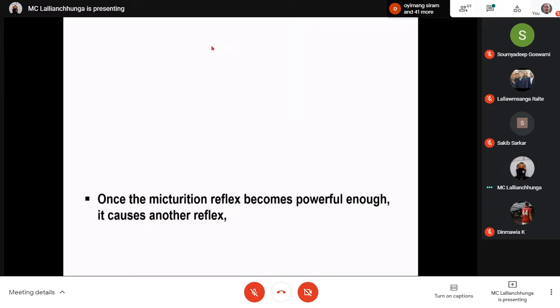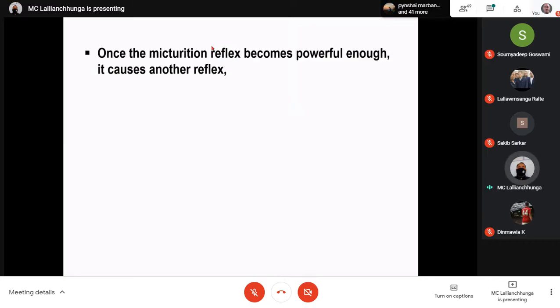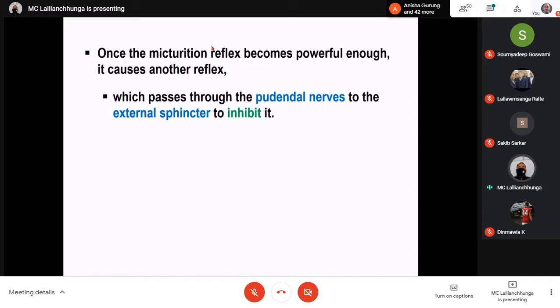Okay, once a micturition reflex becomes powerful enough, it causes another reflex which passes through the pudendal nerves to the external sphincter to inhibit it. Okay, so because of the filling of the urinary bladder, the micturition reflex keeps on increasing, and then the detrusor muscle contraction will also increase.